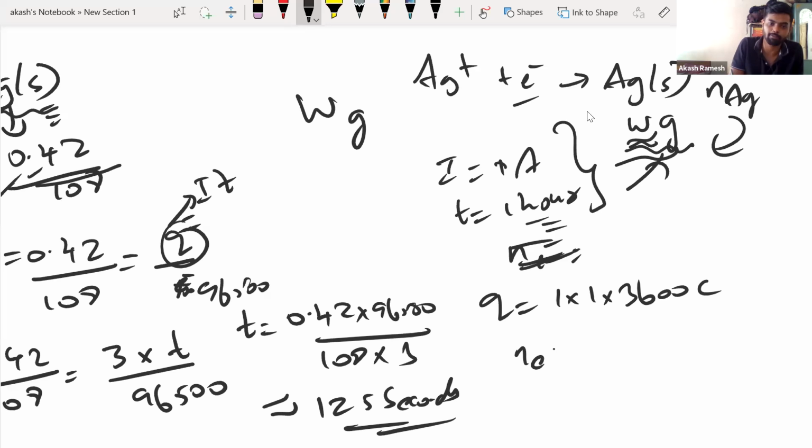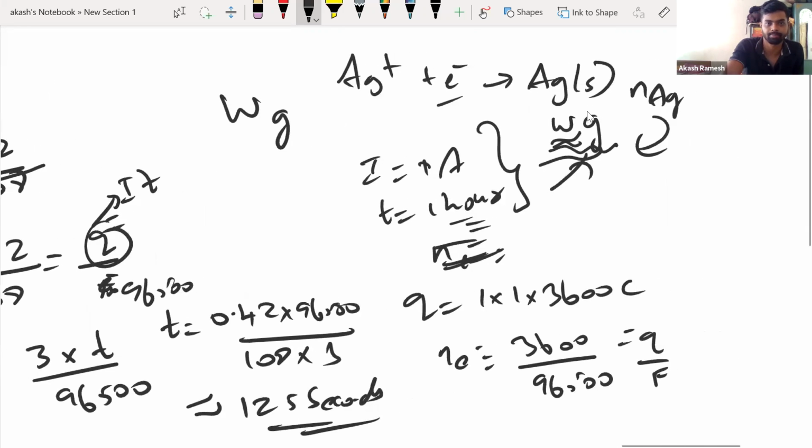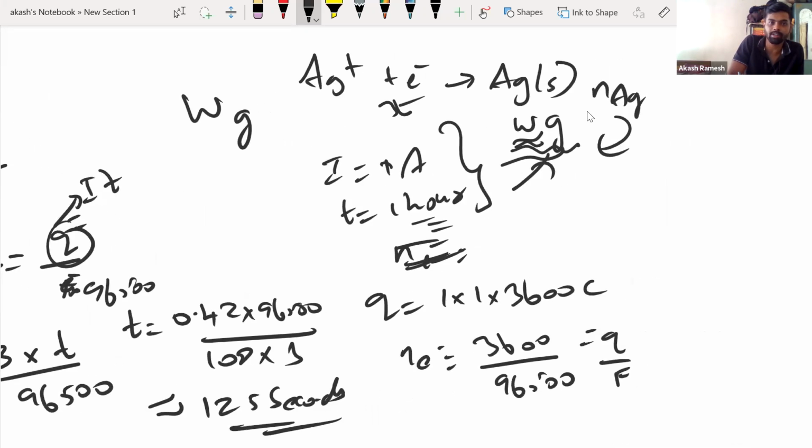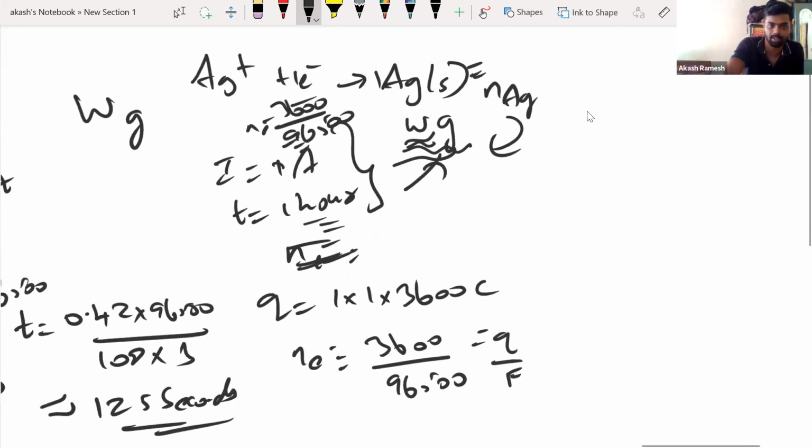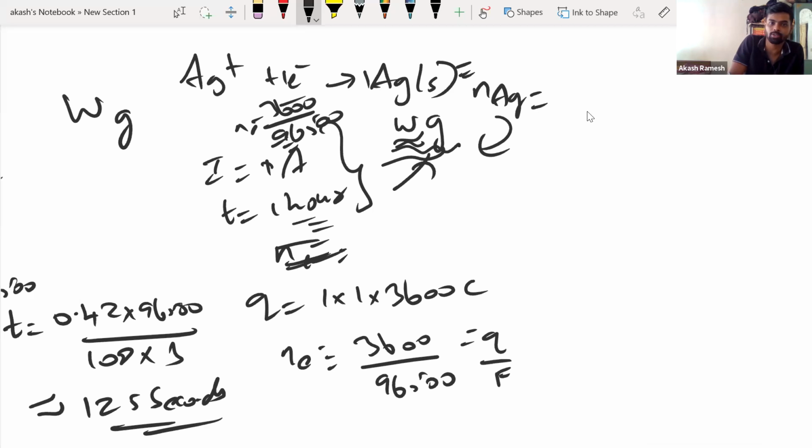What will be the number of moles of electron? The number of moles of electron would be 3600 divided by 96,500. That is Q divided by F. Hope you all remember the formula. So 3600 divided by 96,500 is the number of moles of electron. Now look at the ratio. The ratio is 1:1, so whatever the number of moles of electron, that will be the number of moles of Ag. So the number of moles of Ag is also 3600 divided by 96,500.